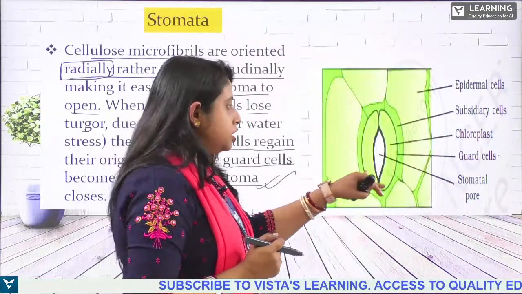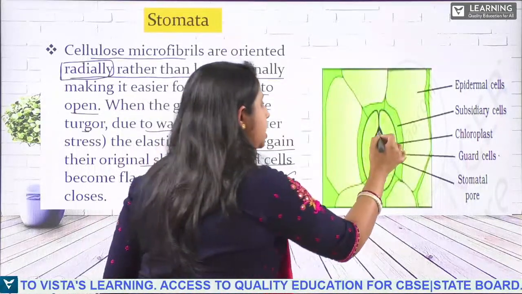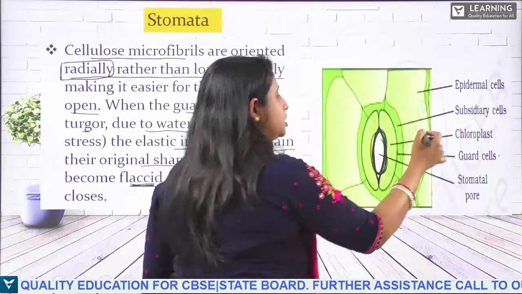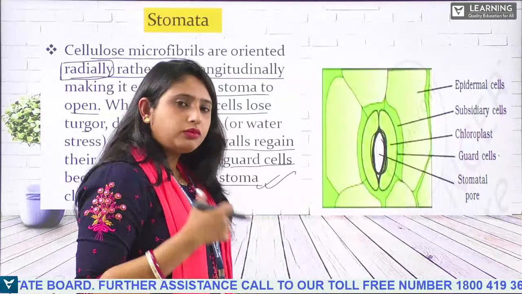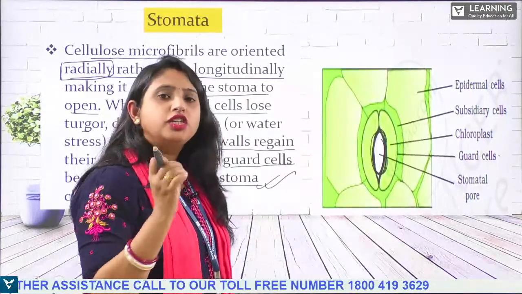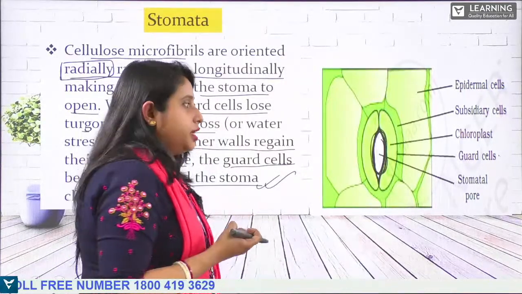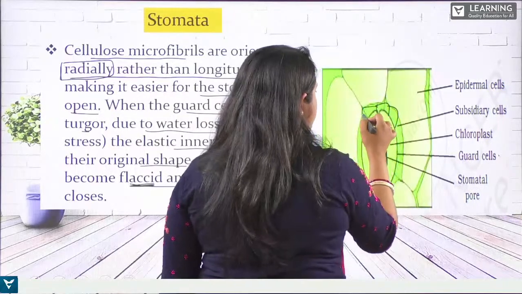So as you can see here, these are the stomatal pores. In the center you can see this pore, right? This is the stomatal pore, and this is the chloroplast. Now you know the chloroplast, right? It is the kitchen of the cell where photosynthesis takes place, isn't it? So yes, chloroplast.